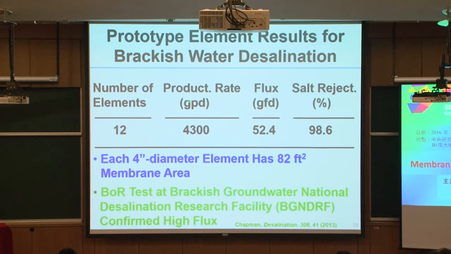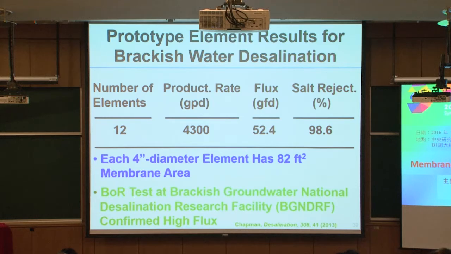We use the membrane that we make to make spiral wound elements. We make 12 of them. Each one is 4 inches in diameter and 40 inches long when you roll it up. Each one has 82 square feet of membrane area. For each element, we can produce 4,300 gallons per day of water. If you take this number divided by this membrane area, you obtain this flux. This is identical to what we obtained in the laboratory. And the salt rejection is also quite good.